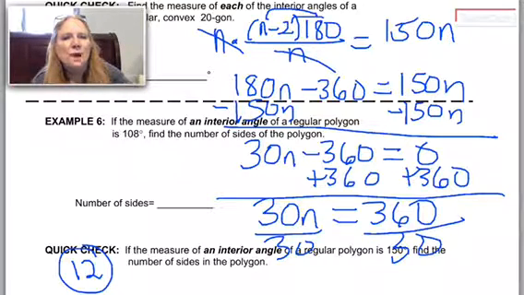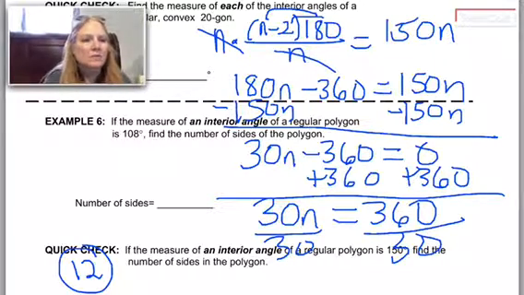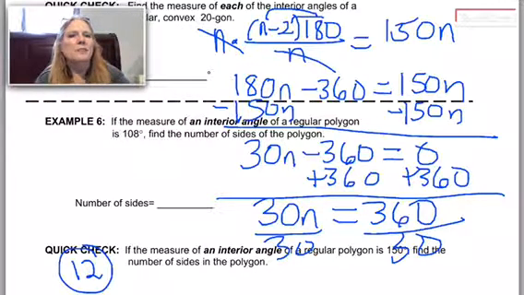The last two problems are the most difficult ones, and with a little practice, I think you'll be okay with those. All right, good luck on the independent practice.